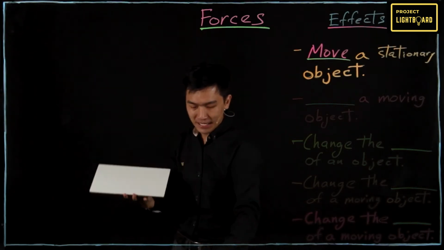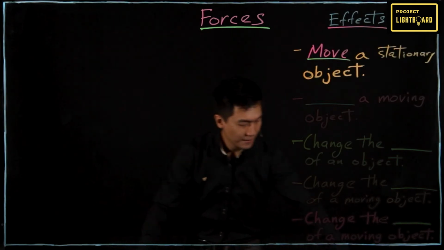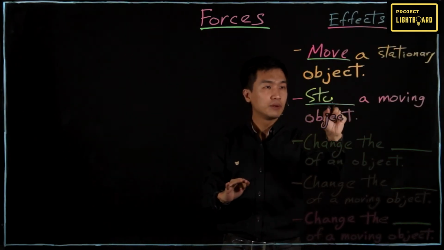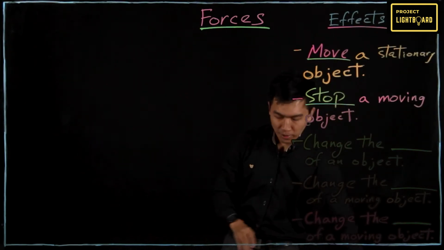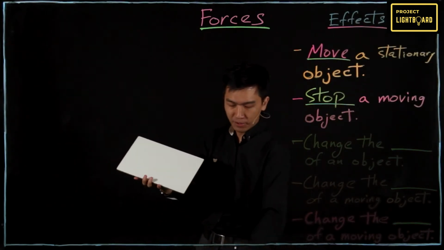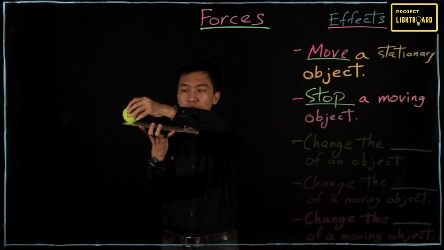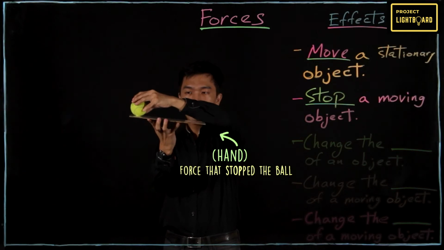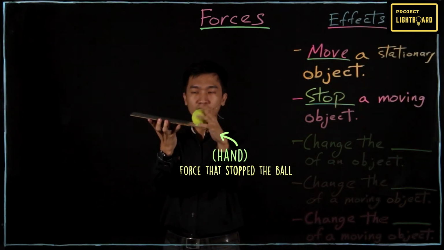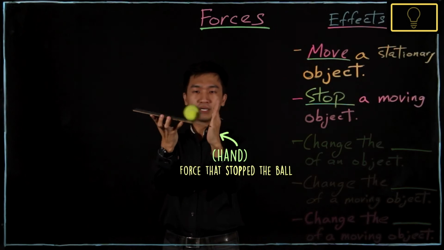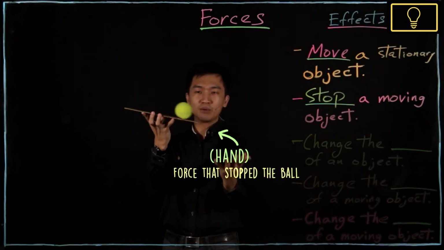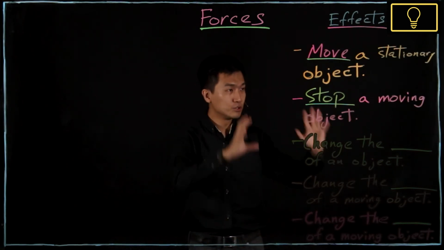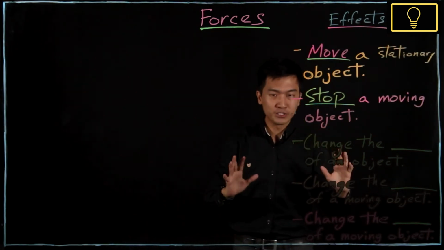Alright? So, next, we will learn that a force is able to stop a moving object. Similarly, a board, and we have a ball, and the ball is going to roll. And my hand is the force that stops the ball. Can you see that? My hand is the force that stops the ball from continuing moving forward, because if there is no hand, it will just continue moving. Okay, so a force is able to stop a moving object.